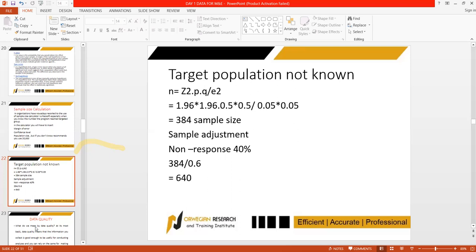P simply represents what we normally call the prevalence. For instance, right now we are talking about mapping COVID prevalence. P is actually the prevalence of that particular thing that we are measuring in that area.